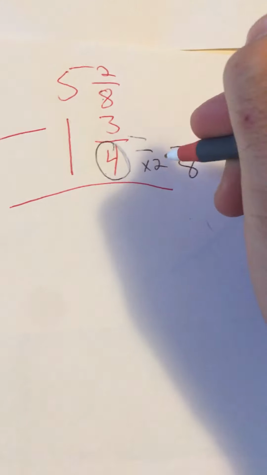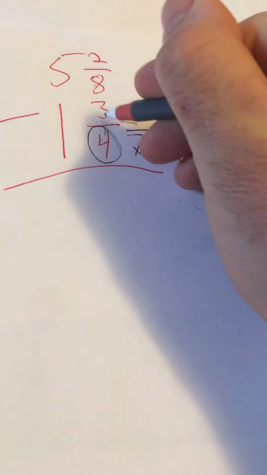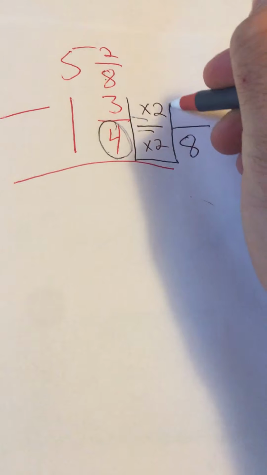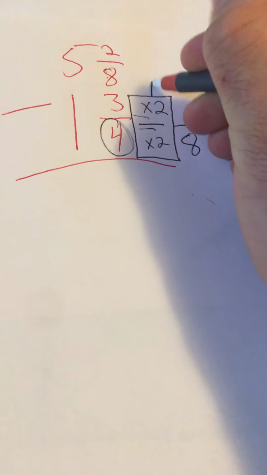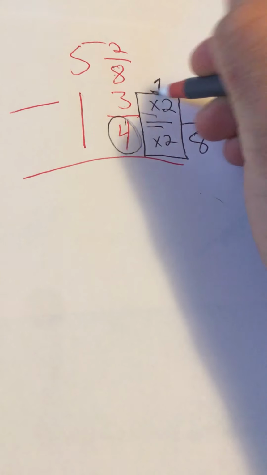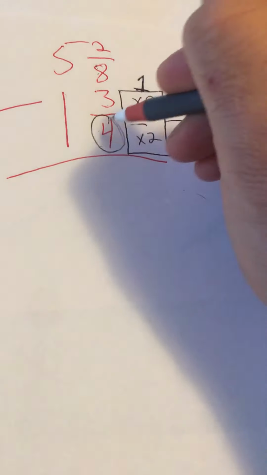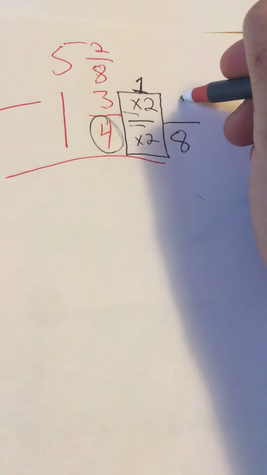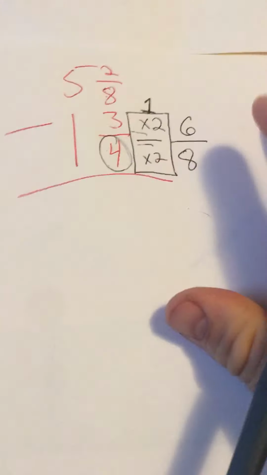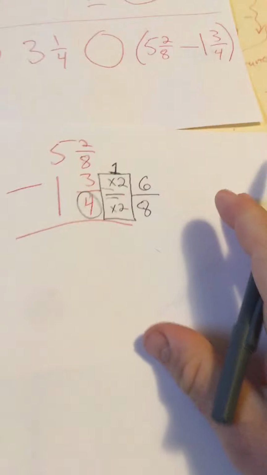So 4 times 2 got us to 8. So we're going to multiply the numerator times the same number, times 2. Again, that way we are really multiplying it just by 1. 2 halves, 2 over 2 is the same thing as 1. So we're just making an equivalent fraction. 4 times 2 is 8, so 3 times 2 is 6/8. So 3/4 and 6/8 are equivalent. Now we can subtract, because we have eighths and we have eighths.